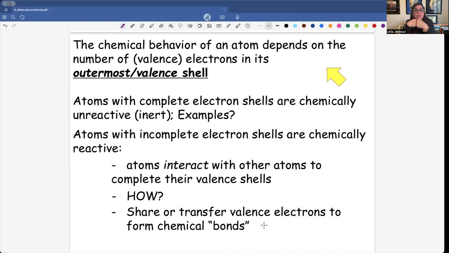So atoms with incomplete electron valence shells are chemically reactive, and they're going to want to do something to acquire electrons. And most of the time it's not completely acquired, it's shared.